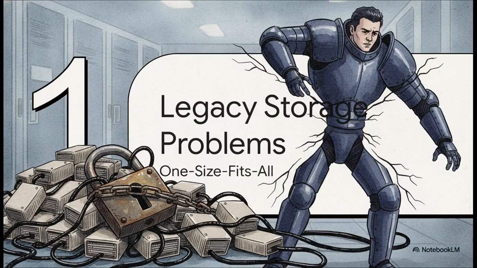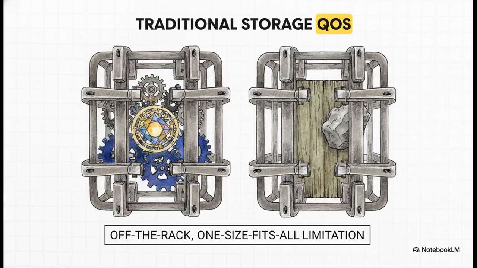Section 1. The traditional storage problem, or as I like to call it, the one-size-fits-all constraint. For years, managing storage has felt a lot like buying an off-the-rack suit. You just kind of had to cross your fingers and hope it fit well enough. In traditional setups, storage quality of service, or QoS, was driven entirely by the underlying array. What that meant was when you carved up a LUN or a data store, every single VM living on it inherited the exact same capabilities, the exact same performance profiles, and the exact same limits. If you had a highly critical database sitting right next to a low-priority test server on the same data store, they were treated essentially the exact same by the storage hardware.